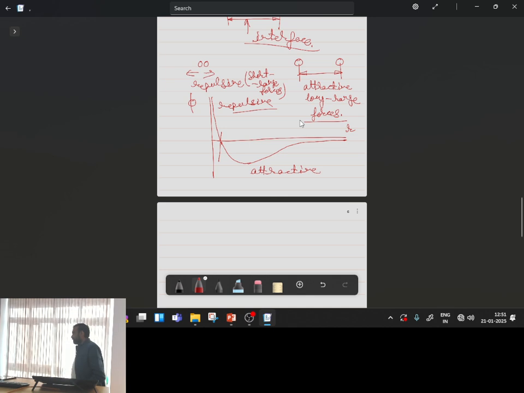Is this point clear? One is short range force and the other is actually long range type of forces.